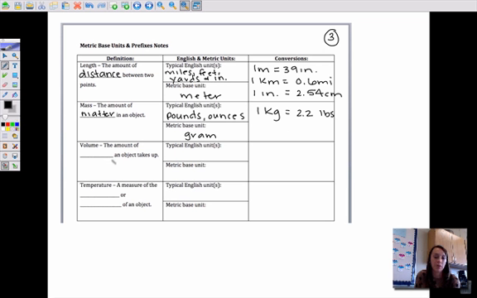The next aspect we're going to focus on is volume. And volume is the amount of space an object takes up. So some typical English units are quarts, pints, cups, and gallons. And in some classes we talked about how many ounces are in a cup, how many cups are in a pint, how many pints are in a quart, and how many quarts are in a gallon. And we talked a little bit about how that's really confusing.